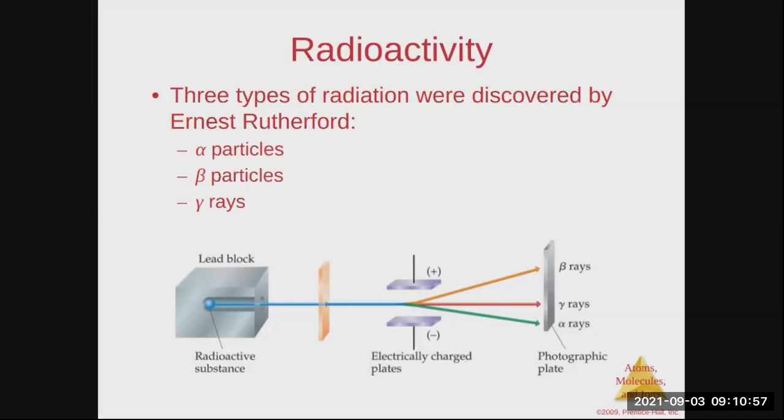And so by passing this beam from the radioactive substance through a focusing material with a hole in it, and then through the electrically charged zone, positive plate, negative plate, Rutherford found that he could separate the radiation into three different rays: beta, alpha, and gamma. And those were captured and recorded on photographic plates.